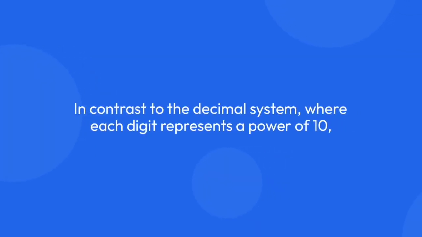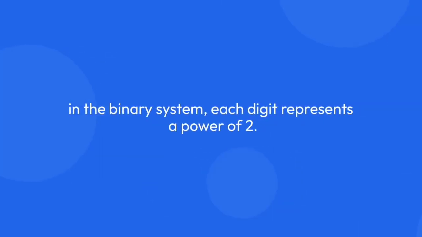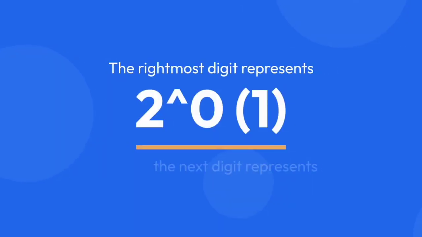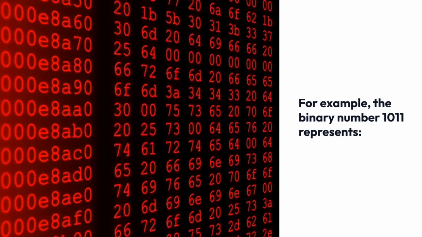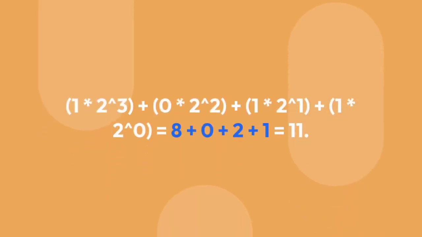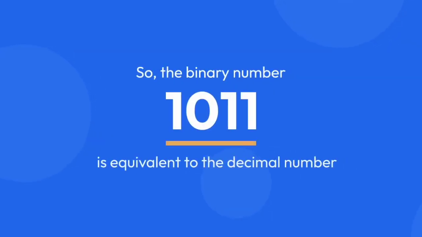In contrast to the decimal system, base 10, where each digit represents a power of 10, in the binary system, each digit represents a power of 2. The rightmost digit represents 2 to the power of 0, 1, the next digit to the left represents 2 to the power of 1, 2, the next digit represents 2 squared, 4, and so on.